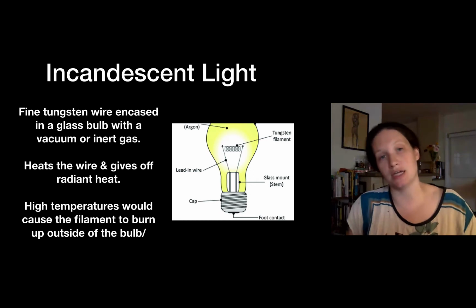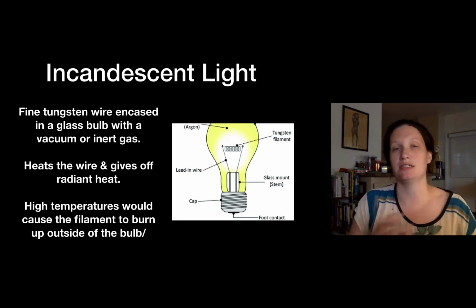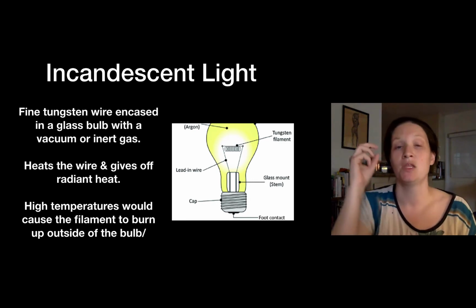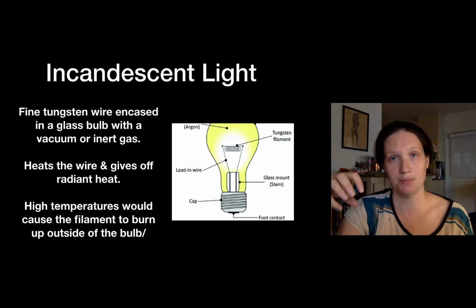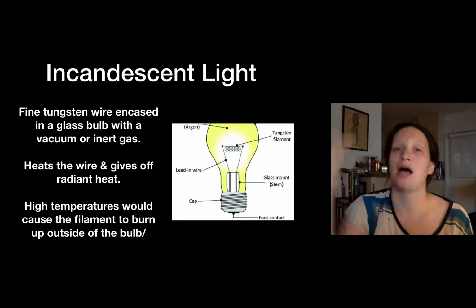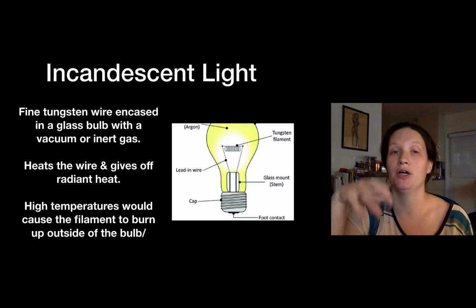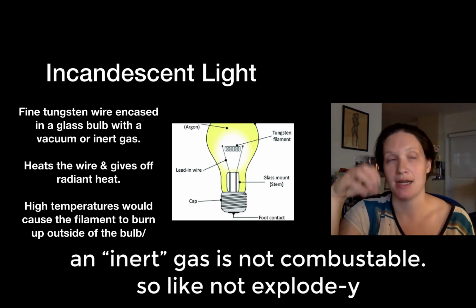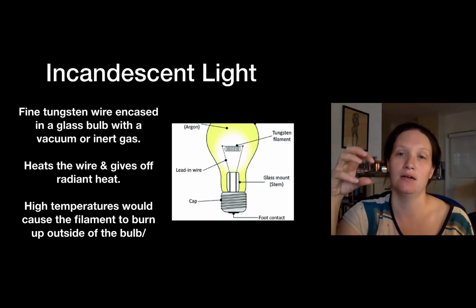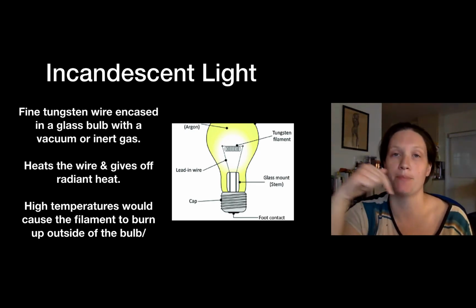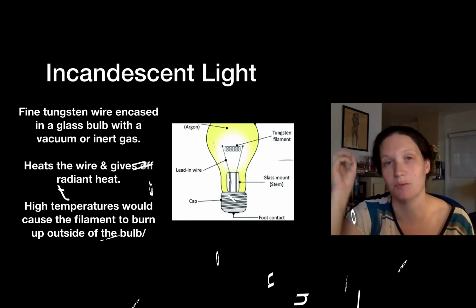So what we use is a fine tungsten wire. Tungsten is a type of metal, like carbon. And we put it inside of the globe of the lamp. And then we fill that with either a vacuum, so no air at all, or we put an inert gas inside of that. And when we do that, that prevents the filament from burning up, okay? Because if that filament is exposed to air, it will burn, okay?